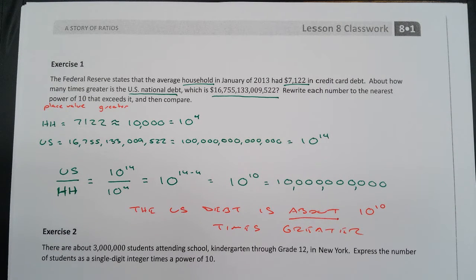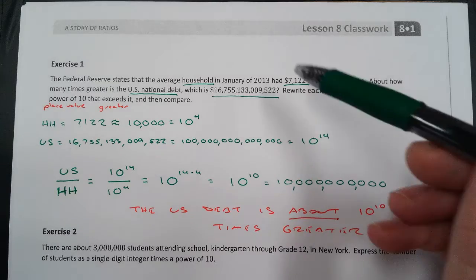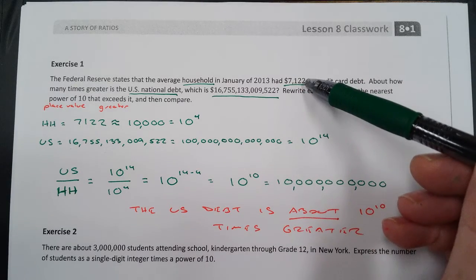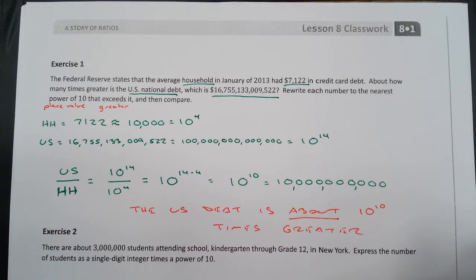But the question is, could we have had a more precise answer? Because we are saying right here that it's 10 to the 10 times greater. How precise, how close is that number where if I take this and divide by this, how close is our approximation to the exact answer? And I'm going to tell you, it's not very close because look how much we had to change when we approximated.